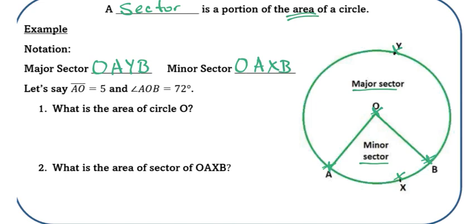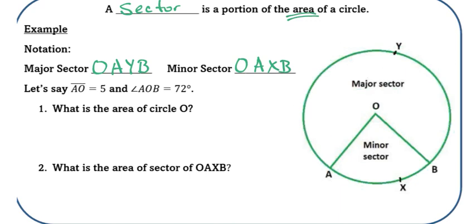We don't necessarily need to use all 4 of those. Sometimes you'll see it without this point. So if you're not referencing either X or Y, then you're going to be talking about the minor sector, because you could just say O to A to B, and that could be talking about that direction or that direction. If there's no 4th letter included, you're really just going to be talking about the minor sector.